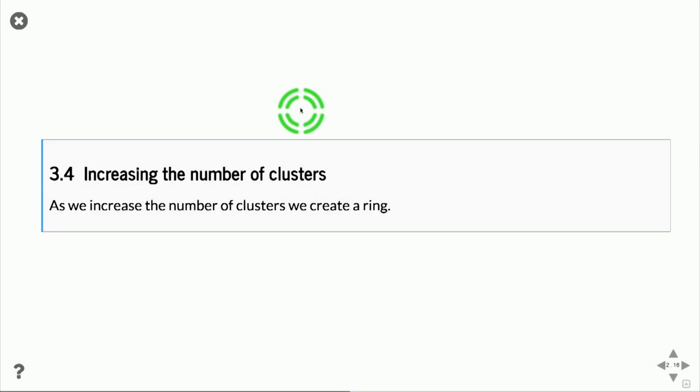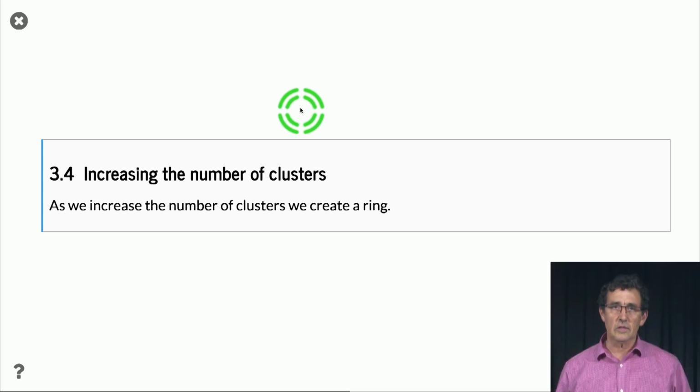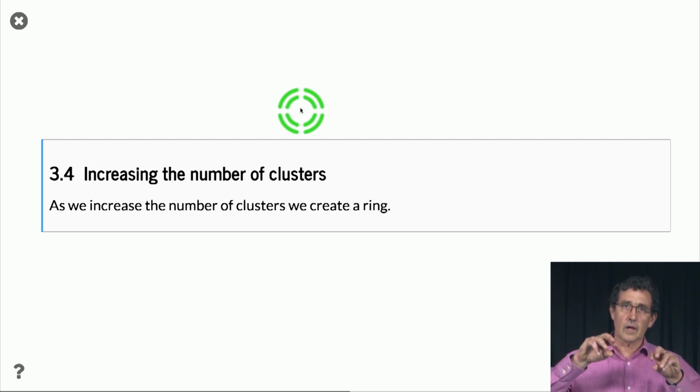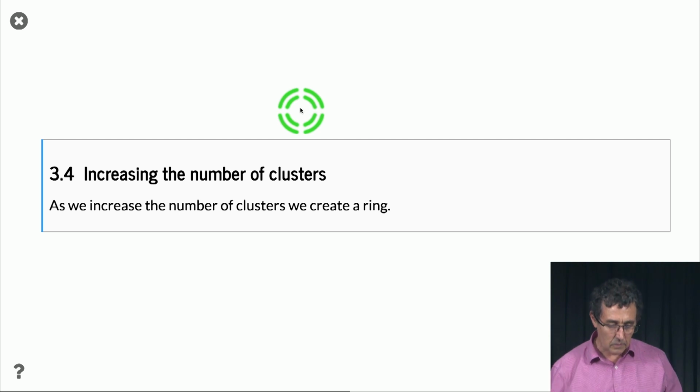Let's continue and look at what happens with k-means when we change various parameters. The next thing that we're going to change is the number of clusters. Our clusters are organized in a ring, and when we increase the number of clusters, we basically make the ring fuller and fuller until, instead of a collection of blobs, a collection of Gaussians, it becomes a continuous ring. So let's see what happens with that.